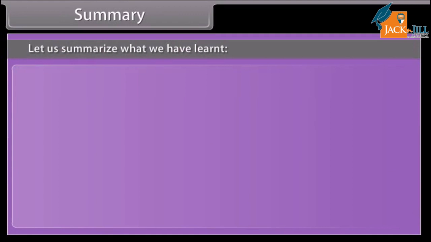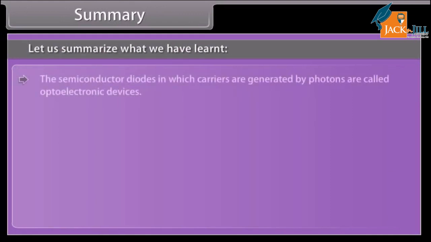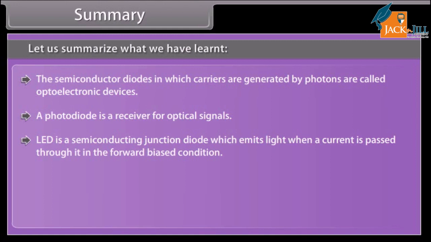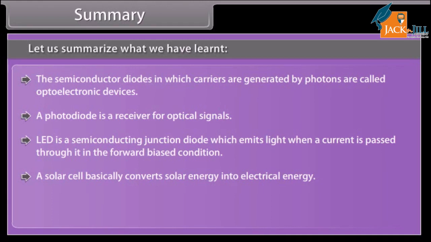Summary. Let us summarize what we have learned. The semiconductor diodes in which carriers are generated by photons are called optoelectronic devices. A photodiode is a receiver for optical signals. An LED is a semiconducting junction diode which emits light when a current is passed through it in the forward biased condition. A solar cell basically converts solar energy into electrical energy.